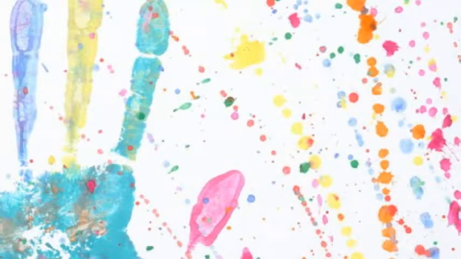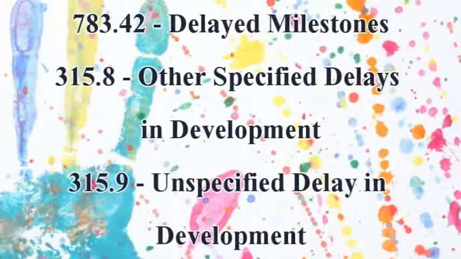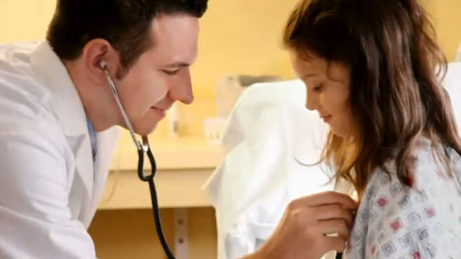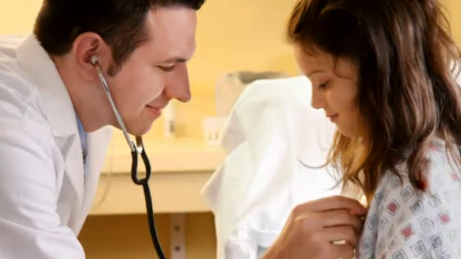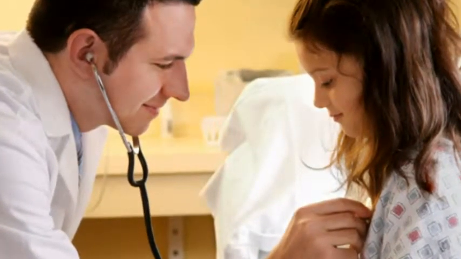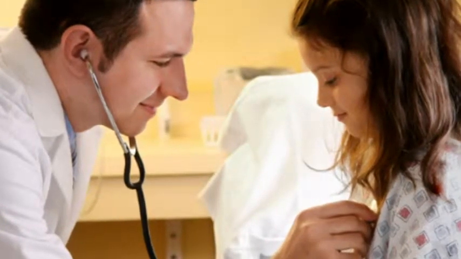If the healthcare provider documented a reported developmental delay in the child's health record, despite normal results after developmental screening, another alternative is to use ICD-9 code 783.42, Delayed Milestones, 315.8, Other Specified Delays in Development, or 315.9, Unspecified Delay in Development. The drawback to using one of these 3 codes, however, is that they may not be used at the next well child visit, since the child's developmental screening from the previous visit was normal.